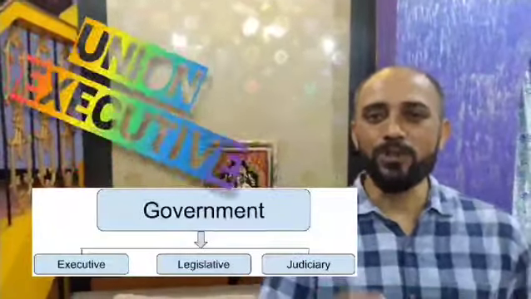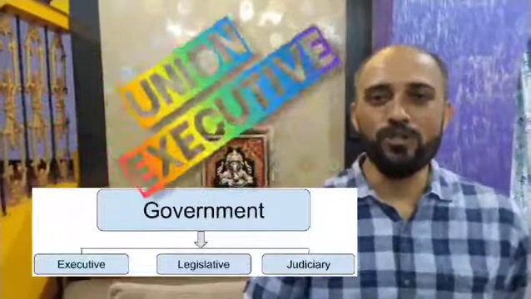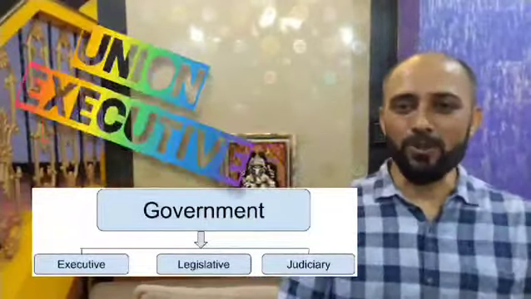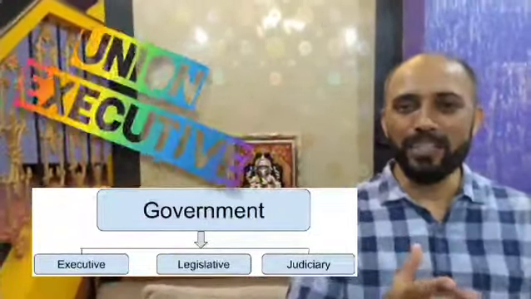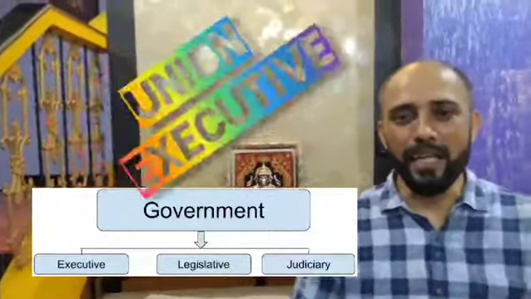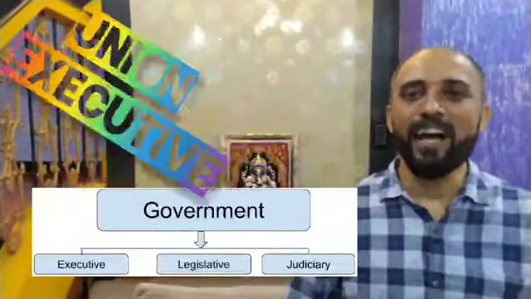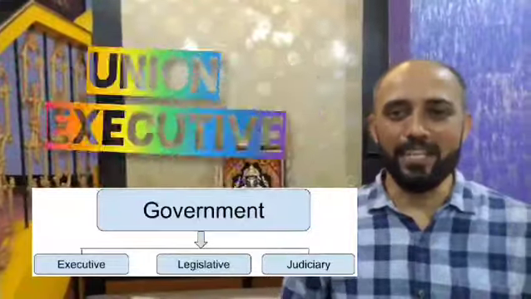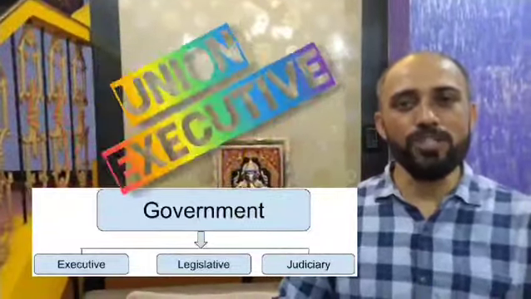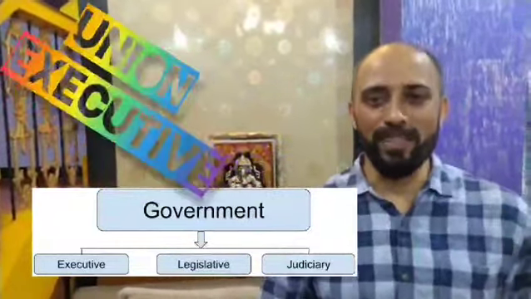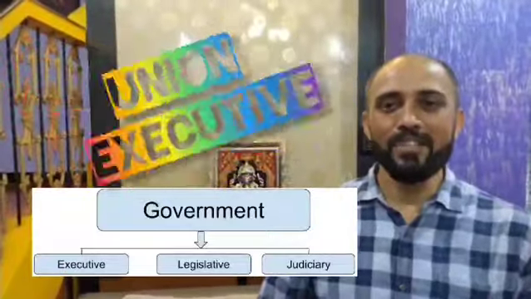Actually, the Indian political administrative system is divided into three organs: the Union Legislature, the Union Executive and the Judiciary. Whatever rules and laws are made under the Union Legislature are implemented and executed under the Union Executive. And last, the Judiciary is all about judgment. So let us begin today with the Union Executive.